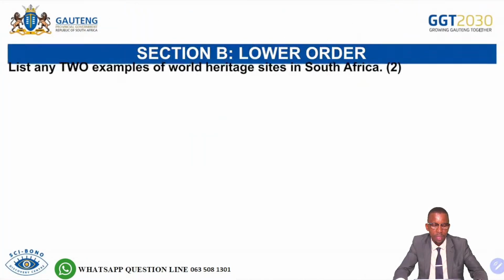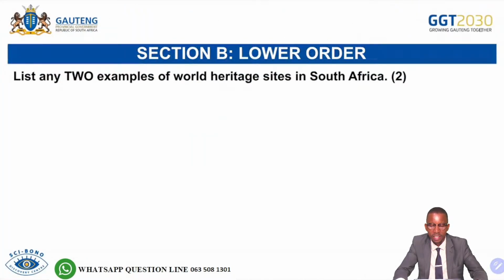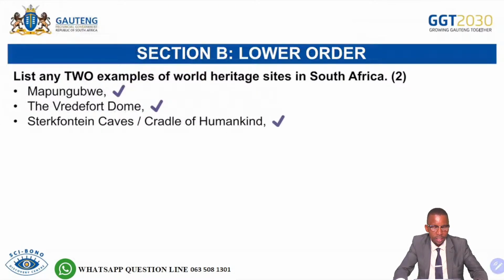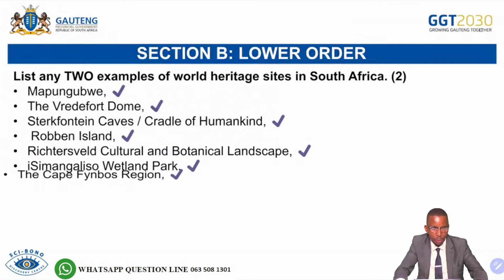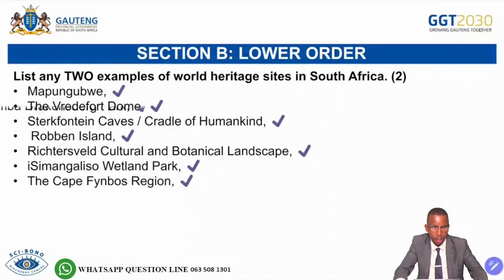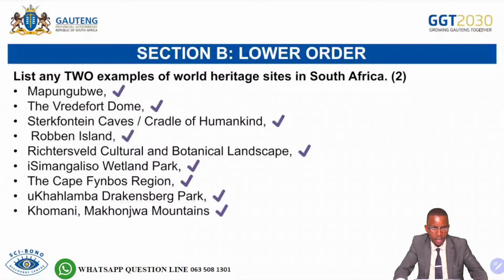We continue. List any 2 examples of World Heritage Sites in South Africa. Here we have a long list. Mapungubwe, and then also we have the Frederick Dome, and then we have Sterkfontein Caves or Cradle of Humankind. We also have Robben Island. We have Richtersveld Cultural and Botanical Landscape. We also have iSimangaliso Wetland Park. And then we have the Cape Floral region. We also have uKhahlamba Drakensberg Park. And then we have Barberton Makhonjwa Mountains.